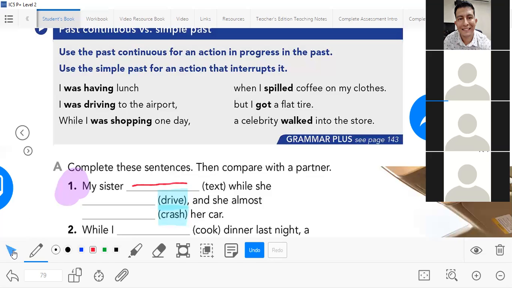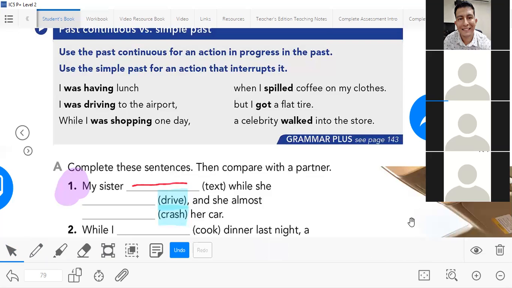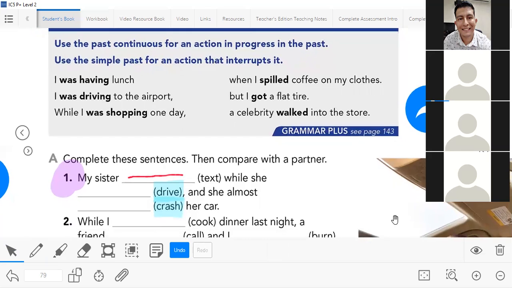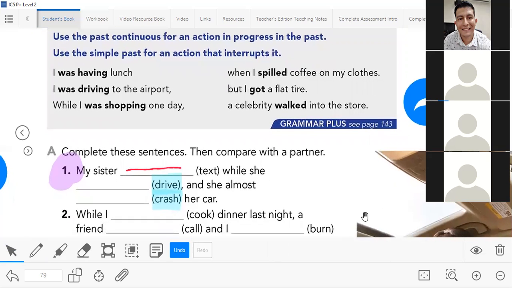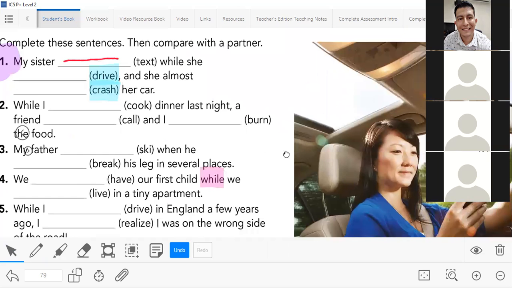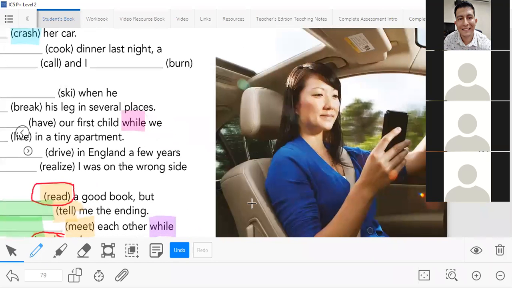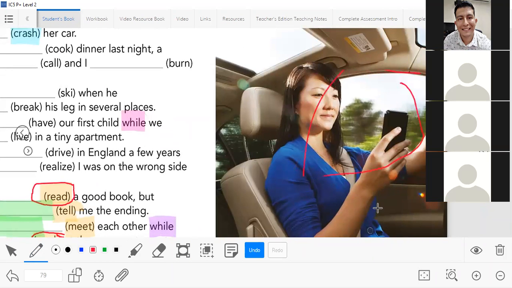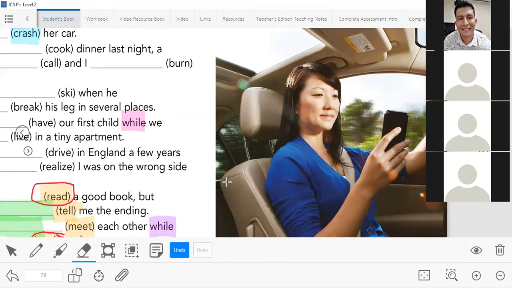But I watched the last video. You say that after the while, we can know it is past continuous. Yeah, that's correct. But in this case, look at the image. What is she doing, Pablo? Look at the image. What is this person doing? She is driving and texting at the same time. She's doing two things at the same time.